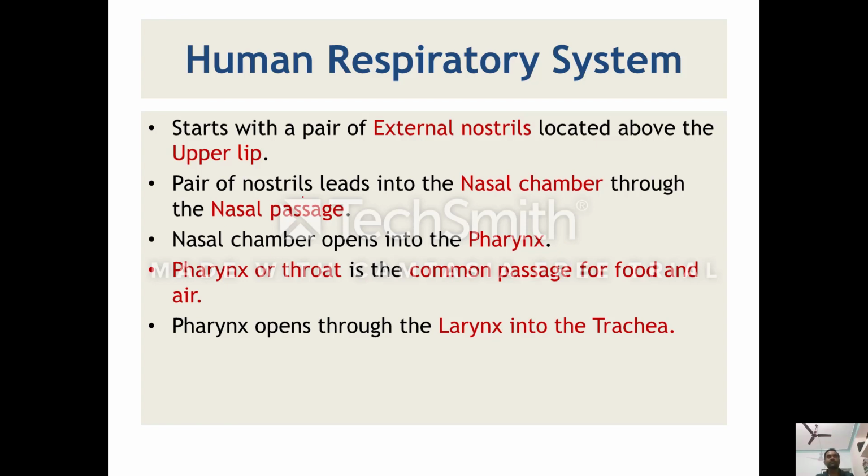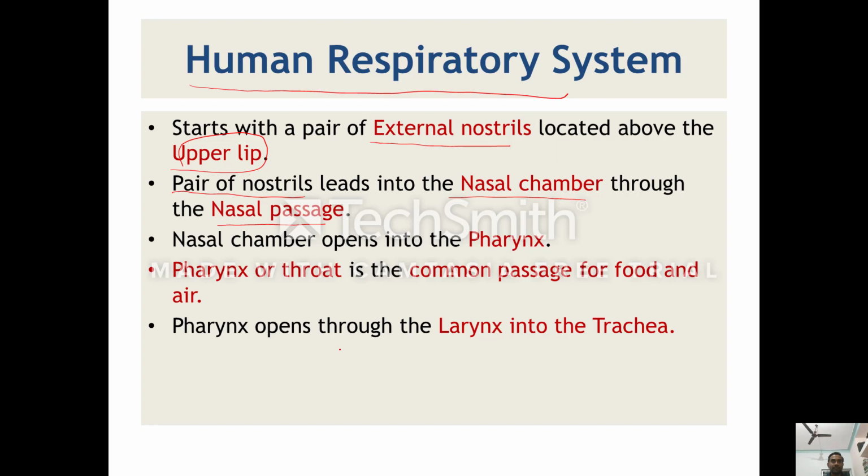Next we start with the human respiratory system. It starts from the external nostril, which is located above the upper lip. There is a pair of nostrils, and this pair of nostrils enters into the nasal chamber through a passage known as the nasal passage.